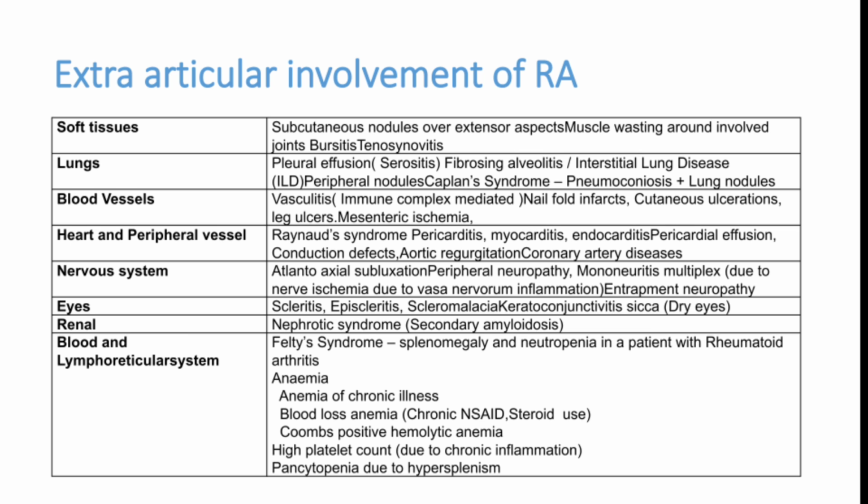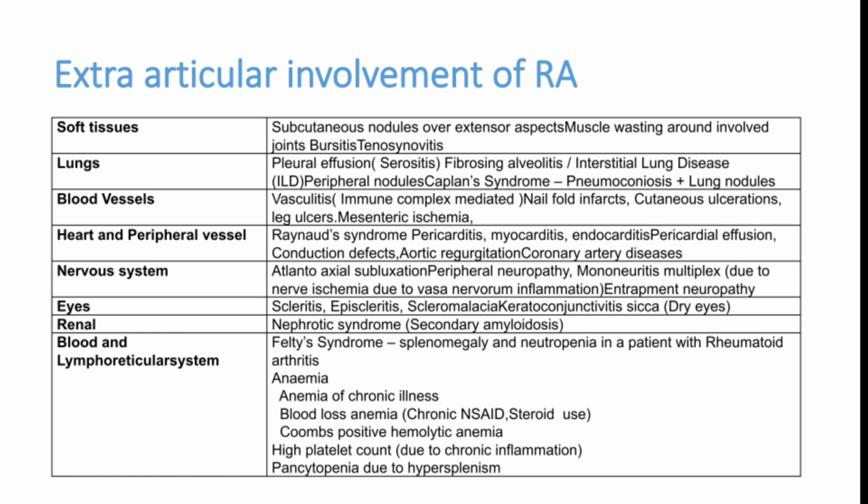Heart: you can get Raynaud syndrome, that is peripheral arterial occlusions, pericarditis, myocarditis, endocarditis, pericardial effusion, conduction defects, aortic regurgitation, coronary artery disease. Nervous system: atlantoaxial subluxation. This is very common in patients who have rheumatoid arthritis.